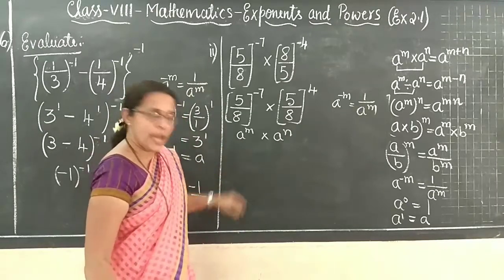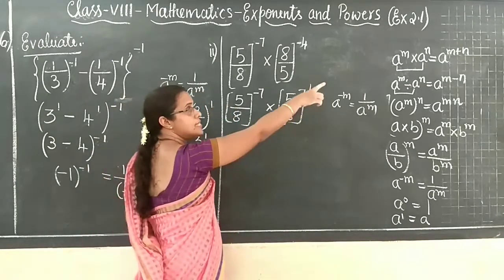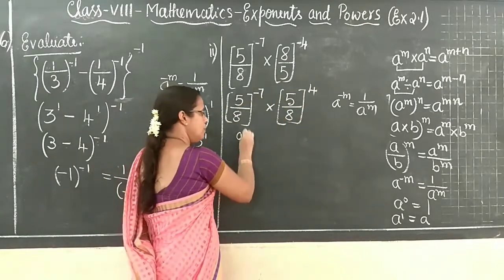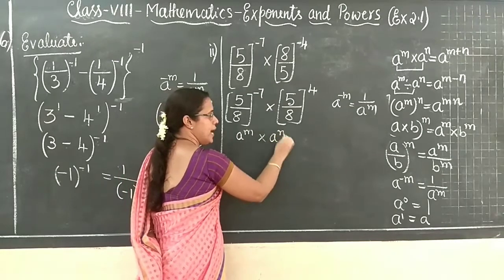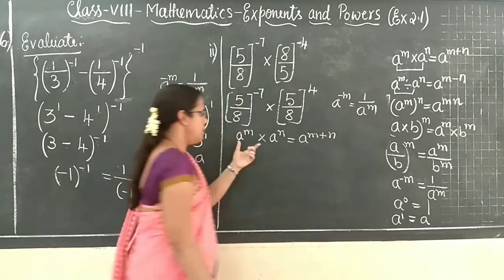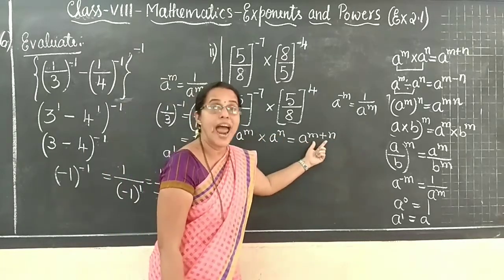A to the power m. Then what is the formula, children? Bases came same, means first formula is there. Bases same means a to the power m into a to the power n is equal to a to the power m plus n. When the bases are same, powers different, you have to add the powers.